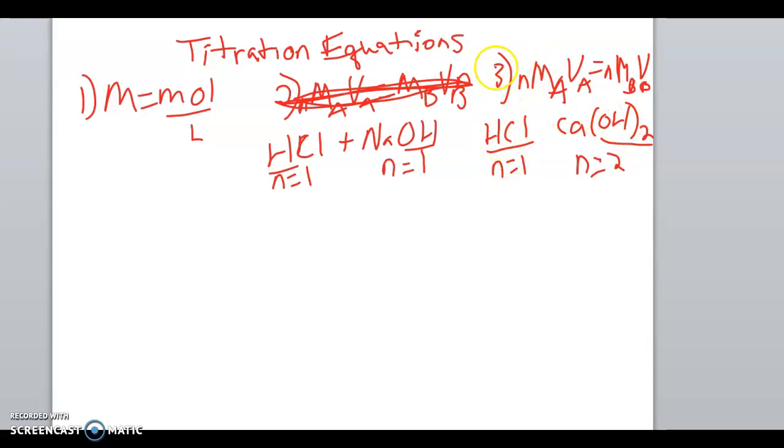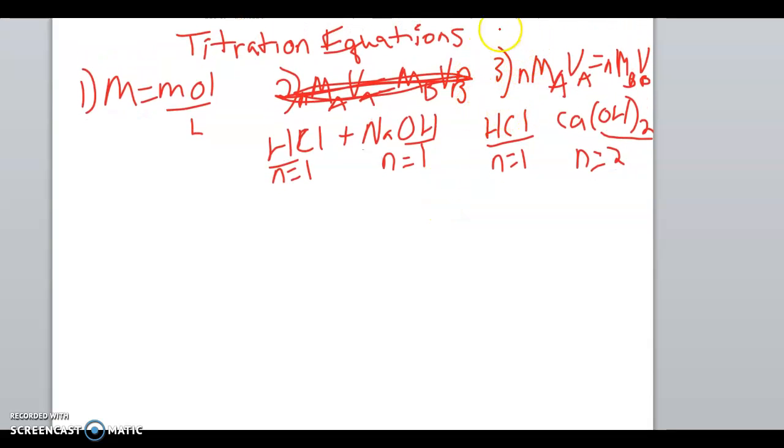So for now the n's are really important in number 3, because your moles of acid, this will be a 1 here, but your moles of base here, that will be a 2, and that's going to affect the answer that you get when you plug in all the other numbers. So I like to keep the n's in there for the situation where it's not 1 acid to 1 base.